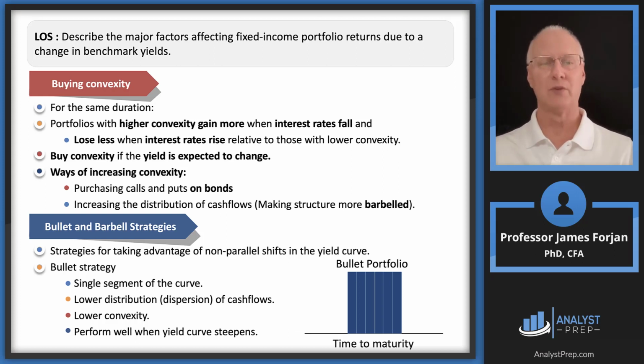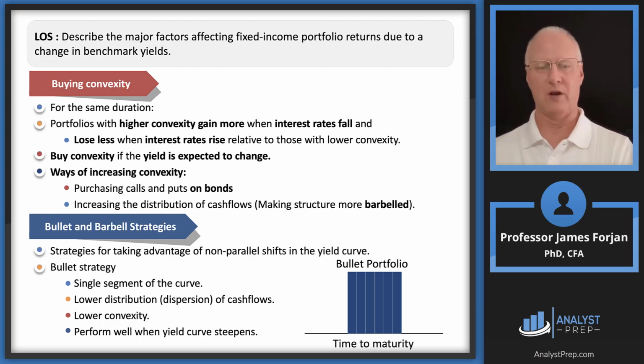But how else can we do this? Well, we can layer this with derivatives, right? We can buy a call option on a bond, or we can buy a put option on the bond, depending on whether we expect interest rates to go up or down. And what we can do is make the structure of those coupon payments more of a barbell shape, increase the distribution of those cash flows.